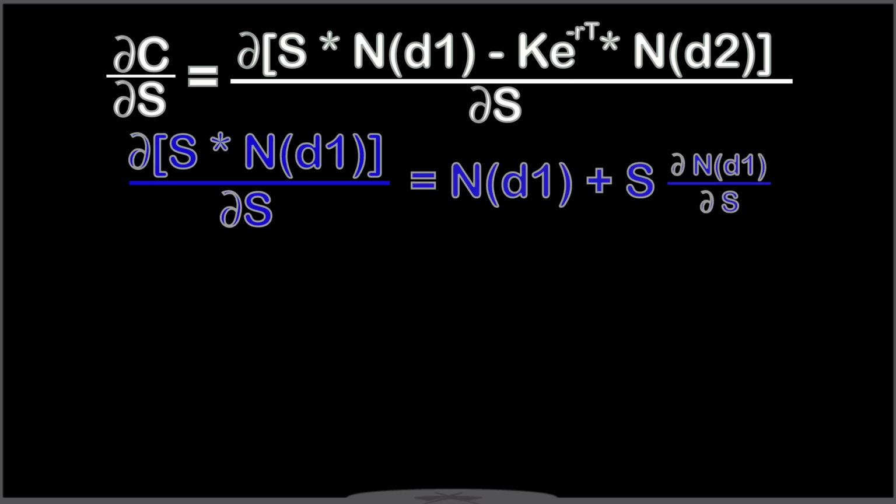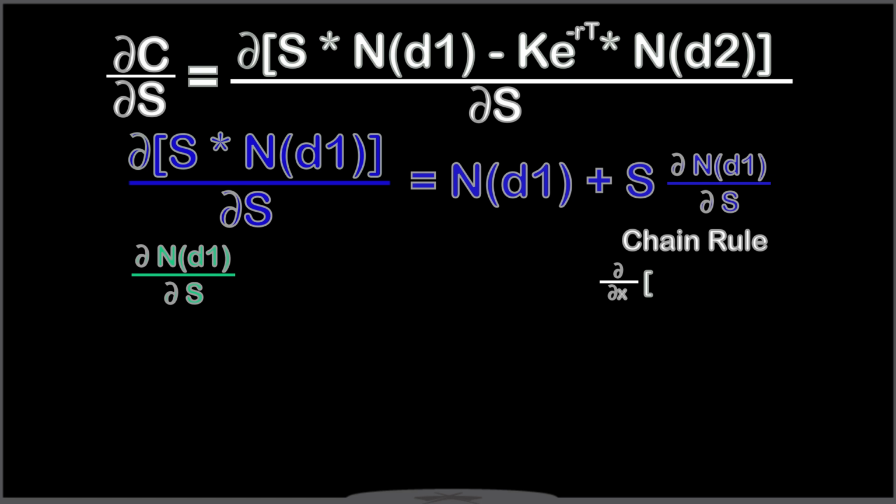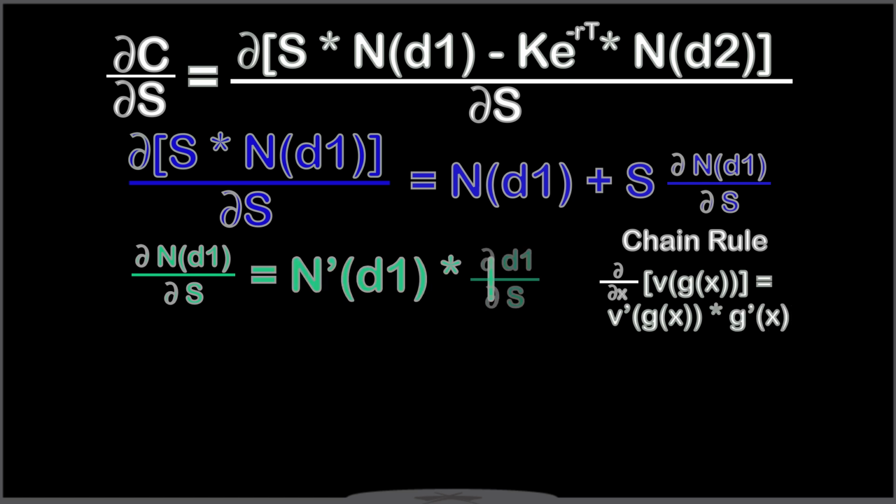But we're still left with the dd1/dS value. We now need to derive this portion. Here we will use the chain rule. Again, as a refresher, the chain rule states that for a function d/dx of v(g(x)), the derivative equals v'(g(x)) times g'(x). This simplifies our dd1/dS value to the following.